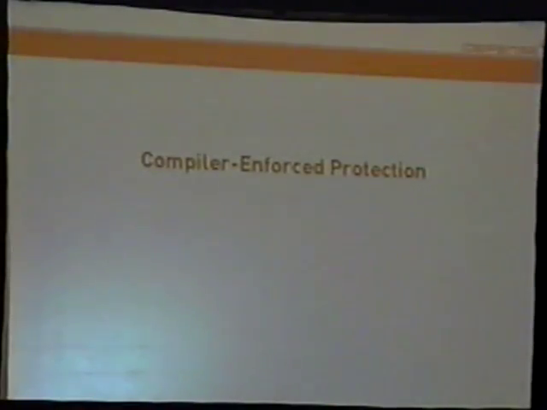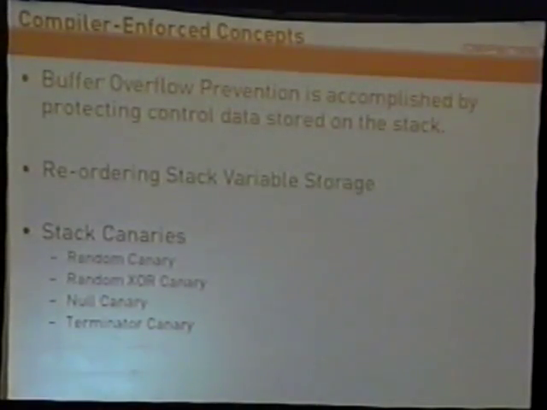So compiler-enforced protection essentially takes the approach that they're going to modify the compiler in process so that you can make direct modifications to the binary that gets generated by that compiler. The general concept is that they want to protect the control data stored on the stack. Essentially, overflows want to redirect the program execution by overflowing a return address or a function pointer that's stored somewhere in memory. What they try to do is either reorder the stack variables so that if a character array overflows, a pointer won't be after it. It'll immediately overflow the canary, and therefore you know that there's been a breach in the integrity of the program flow.